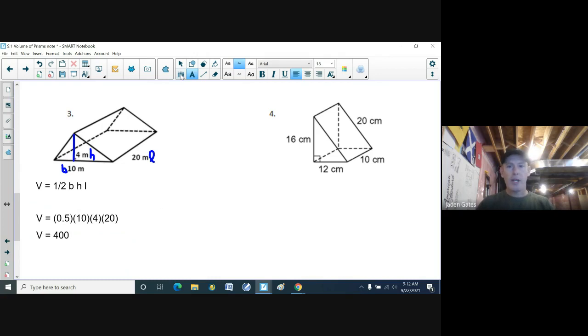Now, again, the units here, everything, the base, the height, and the length are all measured in meters. And once again, it is a three-dimensional shape. So I put meters cubed.